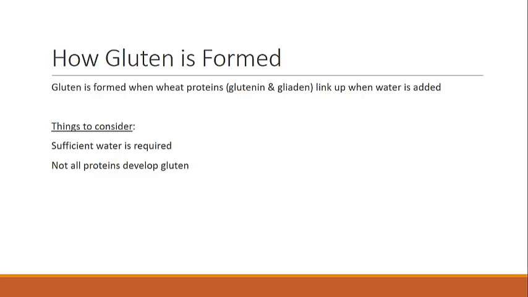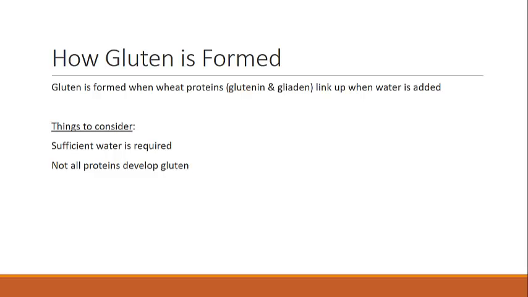Things to consider when you're making a food, whether you want more or less gluten formed, is that you need enough water for it to form. So if you don't want as much gluten in a food, then you add just as much water as you need to moisten your dough. So foods that you want to be chewy, that you want to maybe have a more dense texture, that's when you want to really form that gluten.